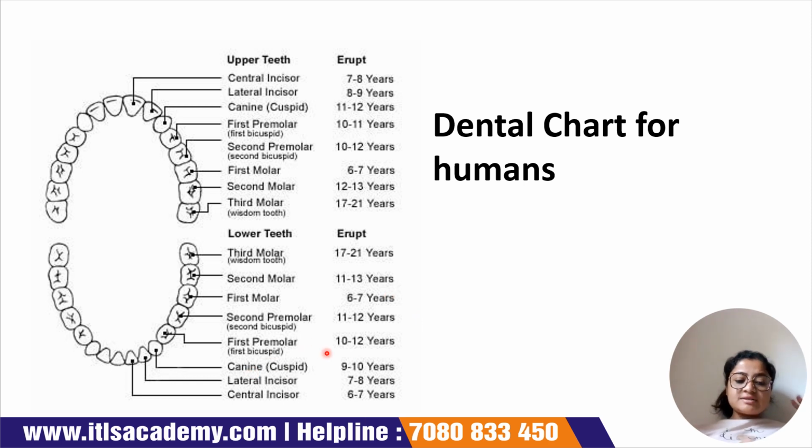Second premolar or the second bicuspid will appear at around 11 to 12 years. First premolar or the first bicuspid will occur at around 10 to 12 years. Canine or cuspid will occur at around 9 to 10 years. Lateral incisor will occur at around 7 to 8 years. And the central incisor will occur around 6 to 7 years.